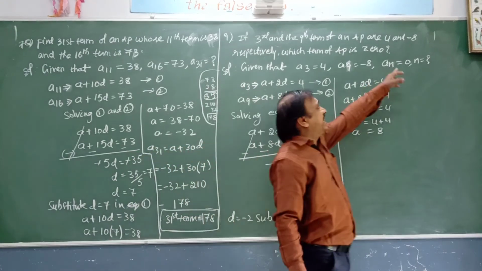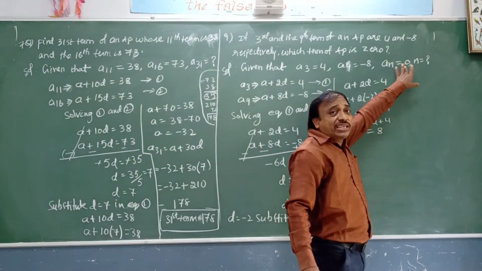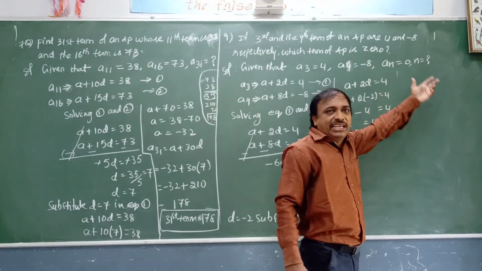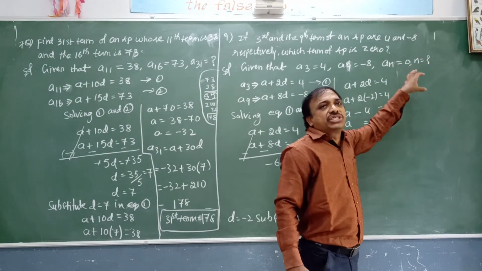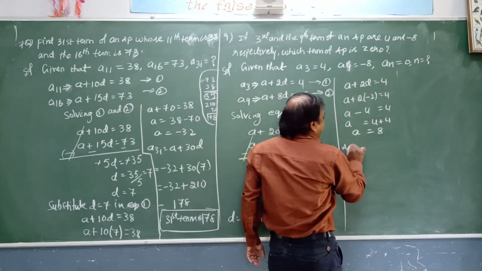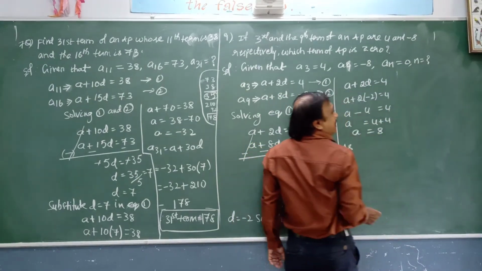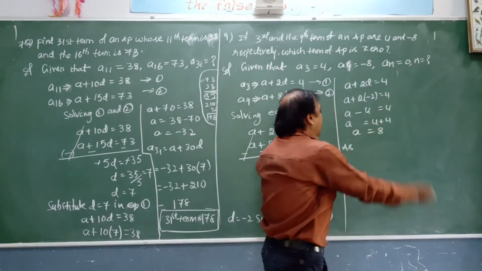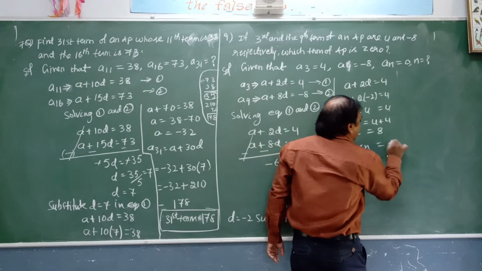Now we have to find out, given that AN is 0, which term is 0: whether it is the 10th term, the 20th term, or the 3rd term. Which term will be 0 in the given series? As given, we have to find out N. How do we find N? By using this AN is equal to 0.